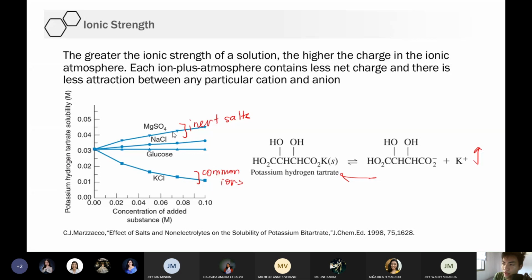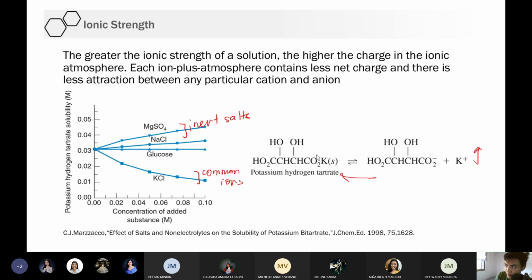So again, what's the essence of this topic? The essence of this topic is that we are now able to tell that inert ions can really change the equilibrium system, despite that it is not written in our equilibrium expression.